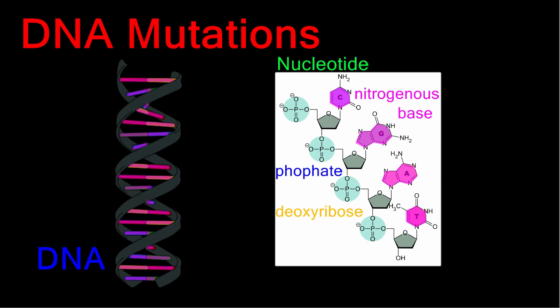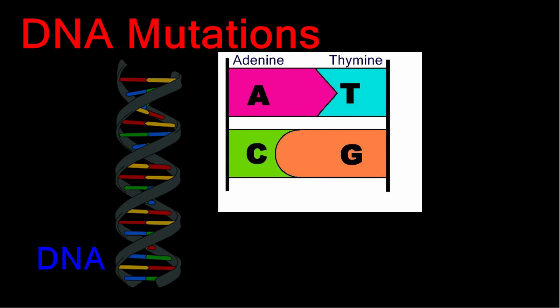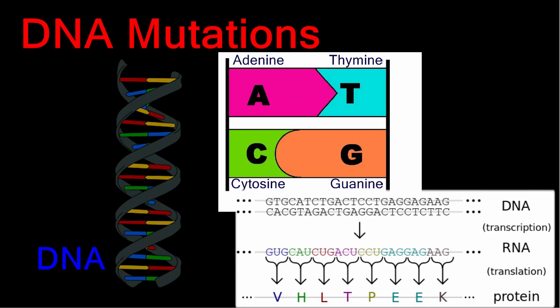rungs on a ladder. Remember that adenine and thymine pair together, and cytosine and guanine pair together. The specific order of the nitrogenous bases is the genetic code that determines an organism's traits.